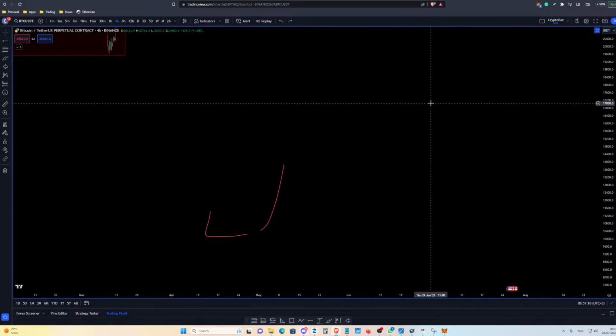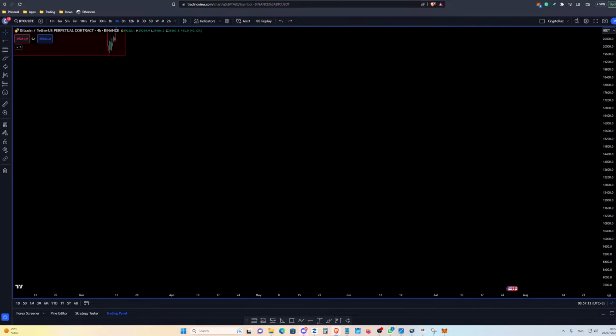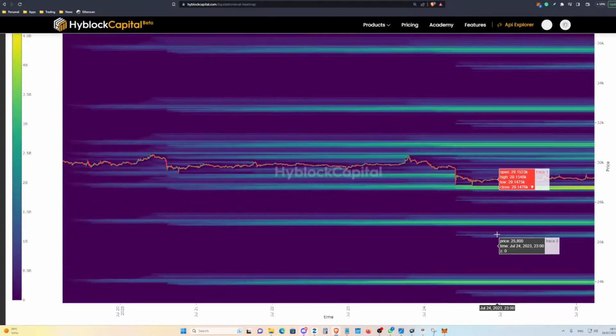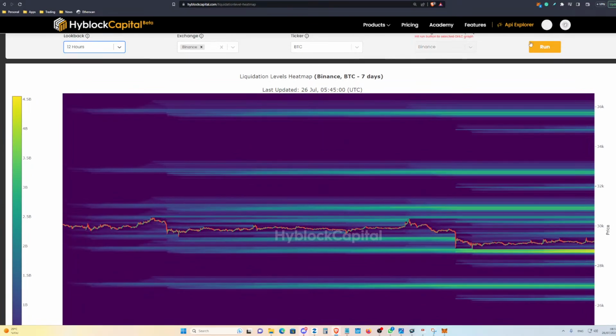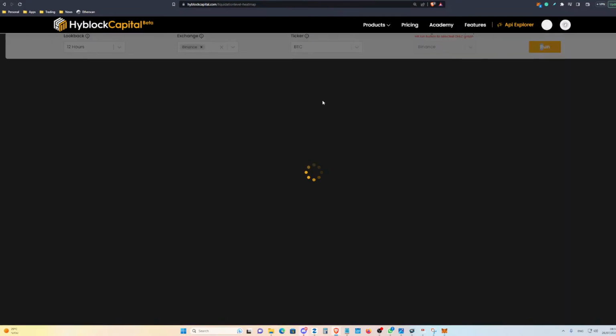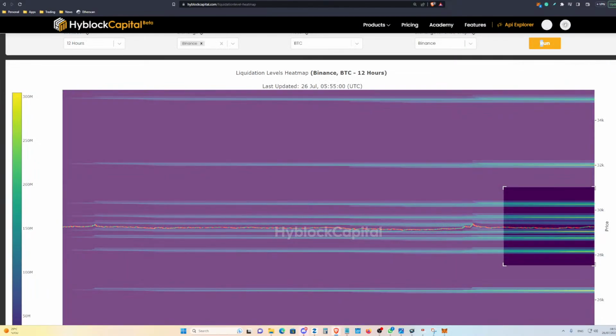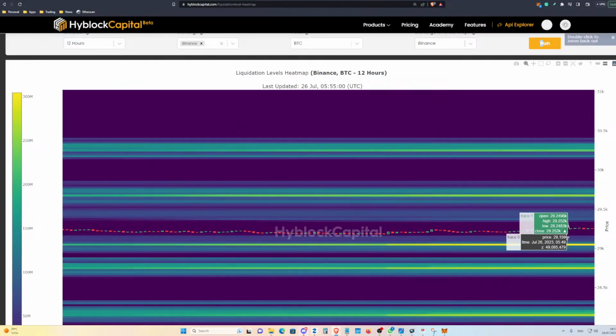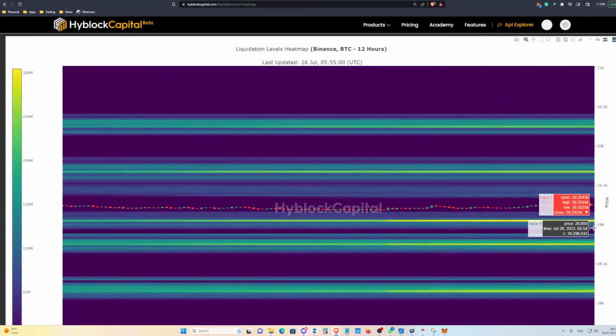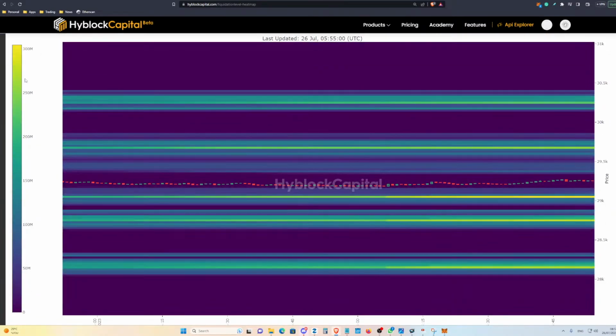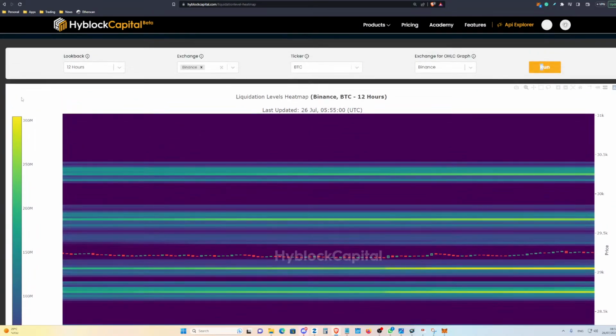And let's go over again to the Hyblock. That's it. So let's do the 12-hour time frame, and we'll go up with the time frames as we progress in this video. Okay, so as you can see, Bitcoin is now consolidating after the drop. The color bar represents the amount of money in liquidation or stops.